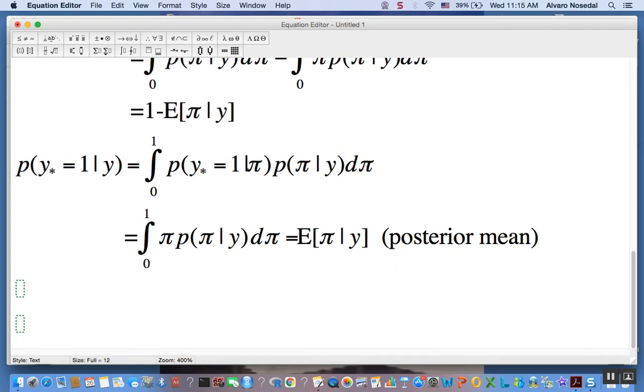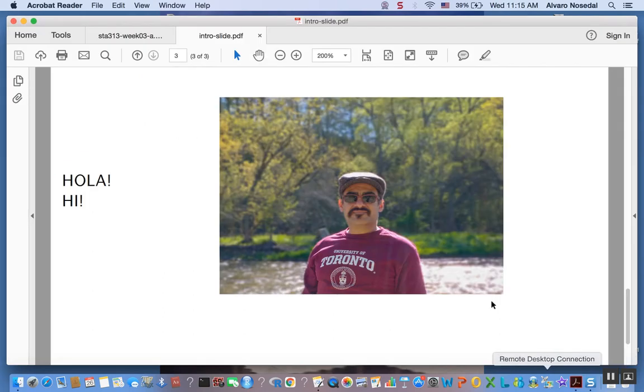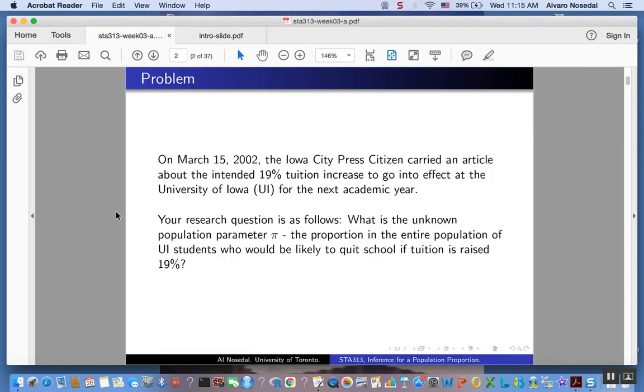Okay, so now let me give you an example. Let's go back to an example that we talked about. I think it was in week 3. Remember that problem? It had to do with the proportion of students who would quit the University of Iowa if tuition were raised by 19%. Let me remind you about that problem.